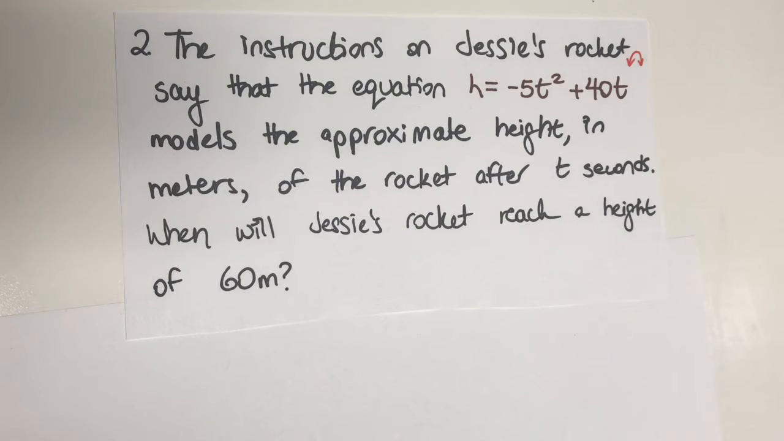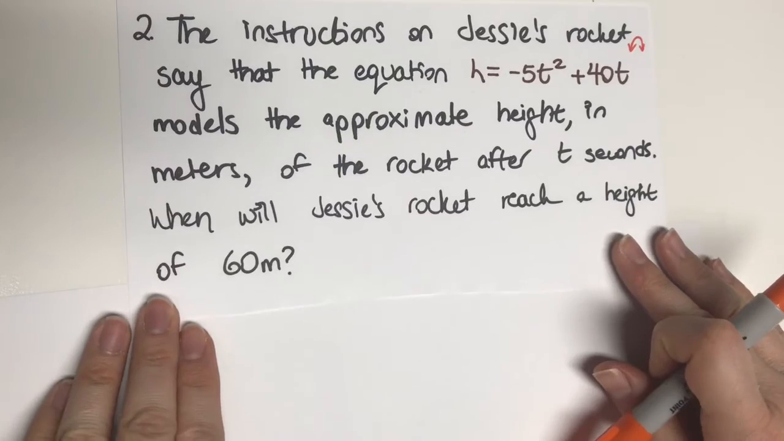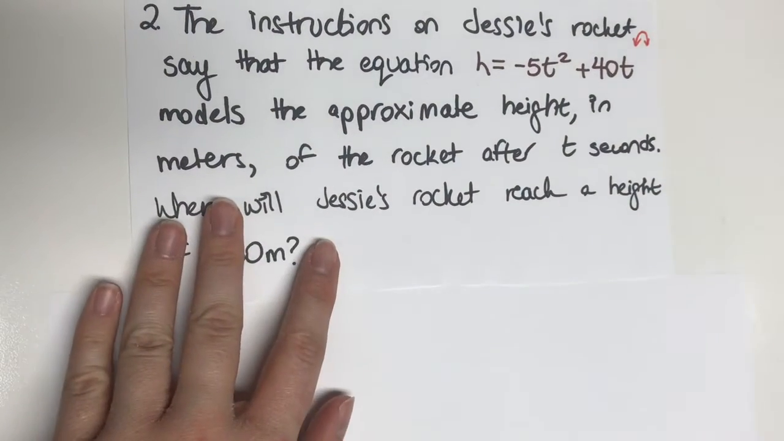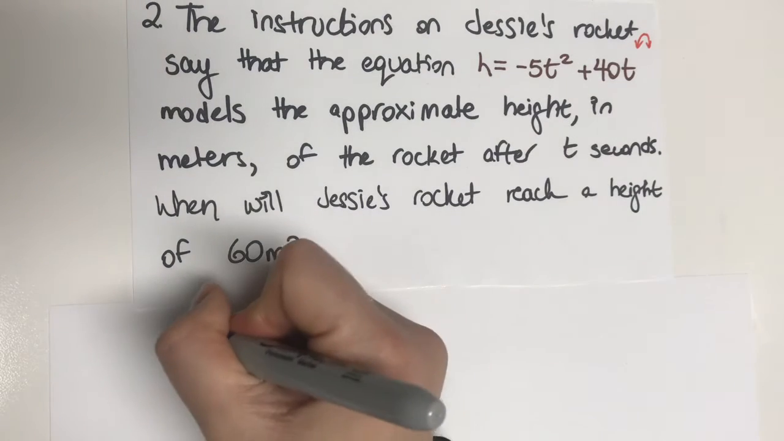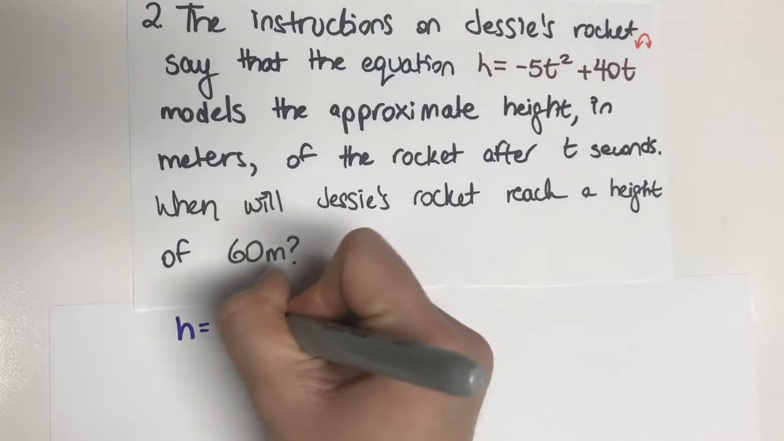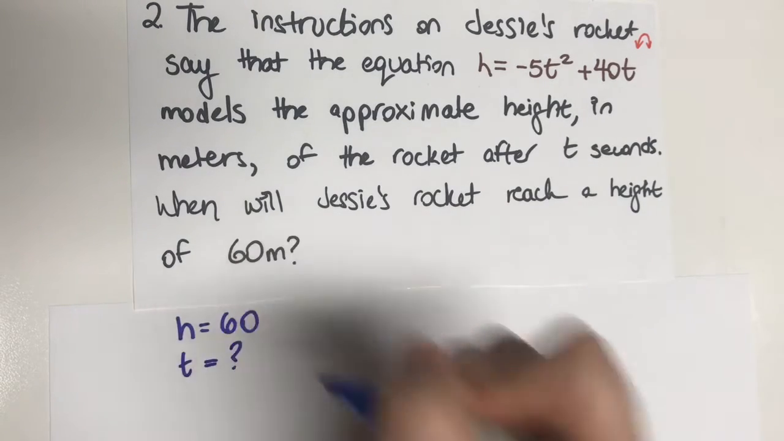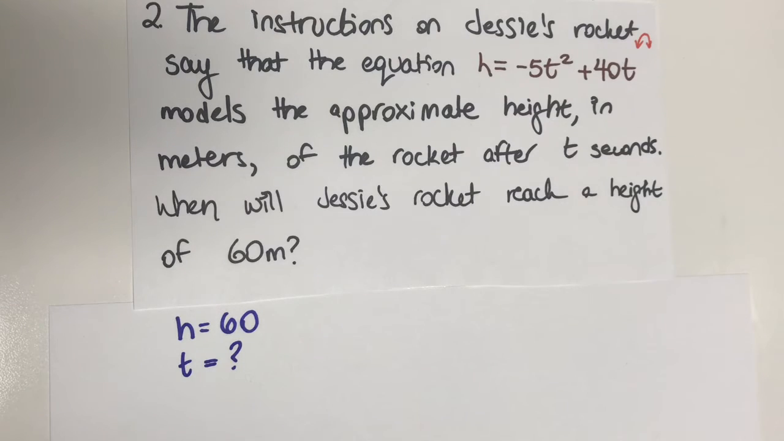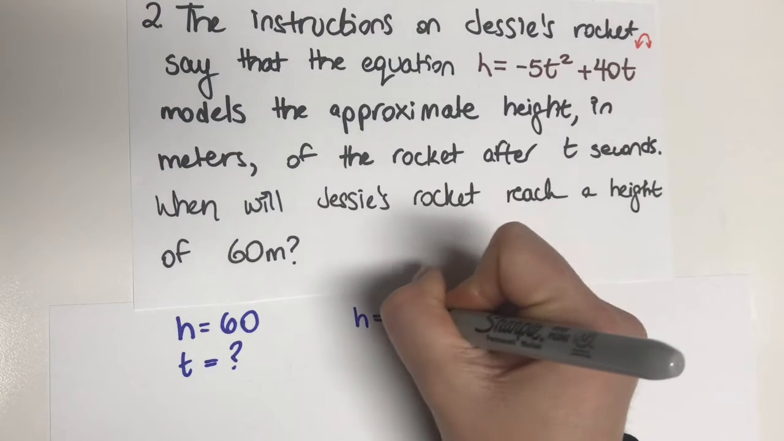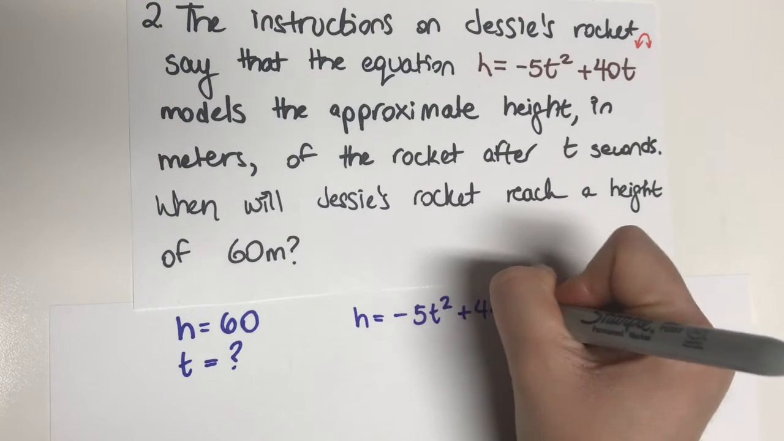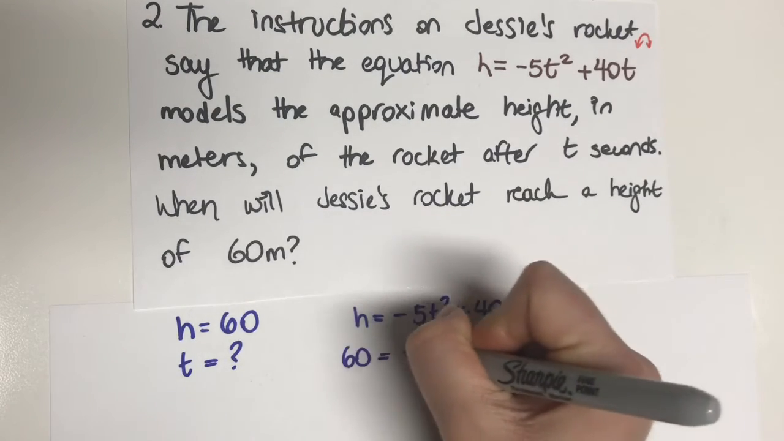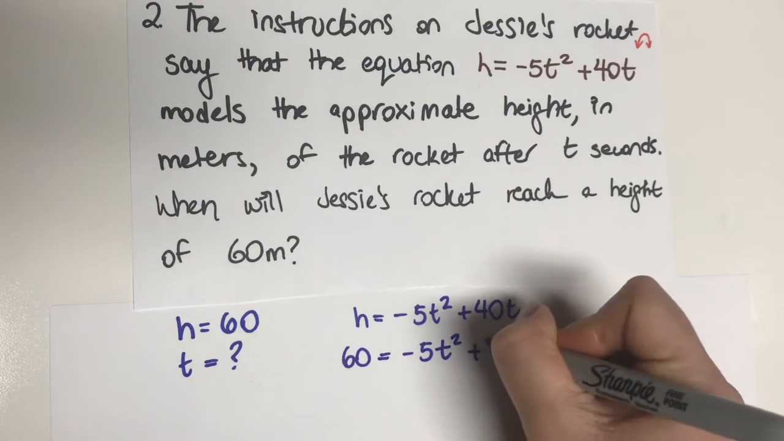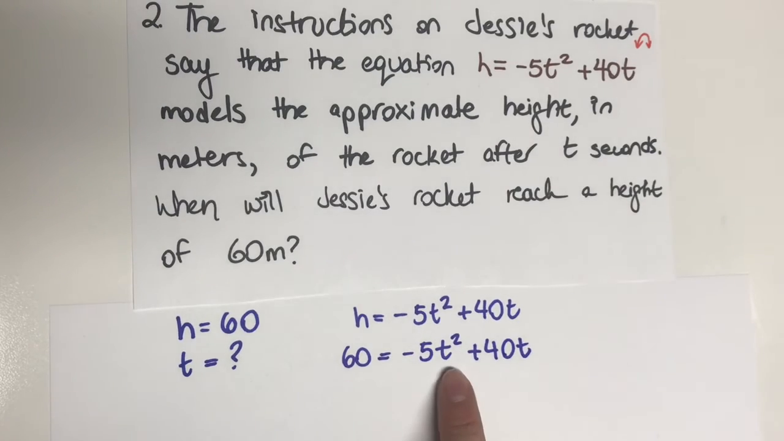Okay, so we want to know when. So when refers to time, when it'll have a height of 60 meters. So when the height is 60, I want to know what is time. So I'm going to use my equation, and I'm going to substitute a height of 60. So instead of h, I'm going to replace it with 60. And I'm trying to solve for t.